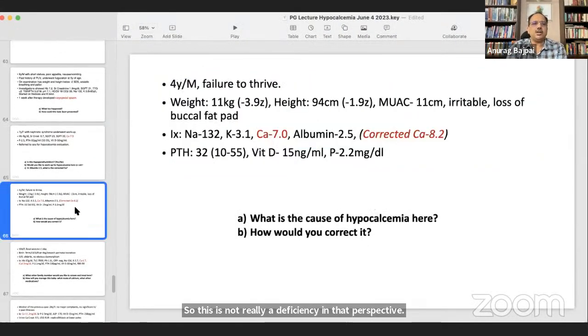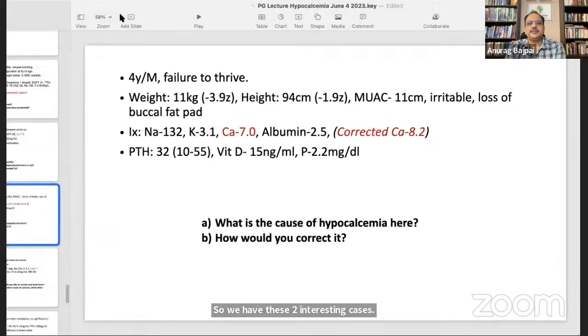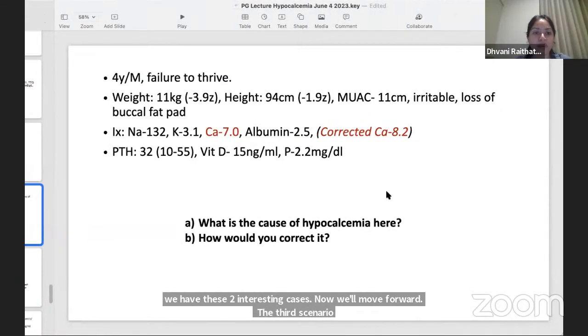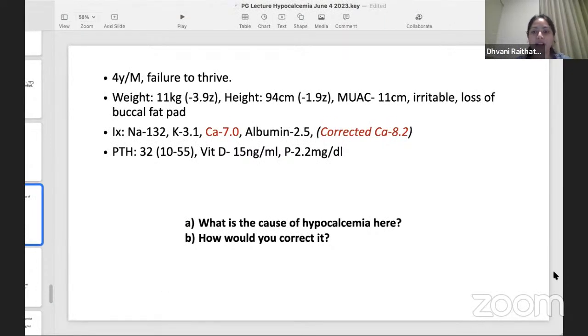Now we'll move forward to the third scenario. Again, we have a 4-year-old boy with failure to thrive. As we can see, the weight is minus 3.9 Z scores. The height is at minus 1.9. The mid-arm circumference is low. The child is irritable and has a loss of buccal fat pad that you can clearly visualize. Now here, as you can see, the corrected calcium is also on the lower side, 8.2.